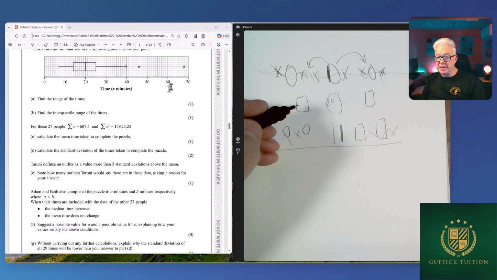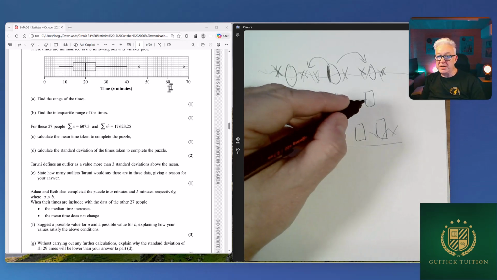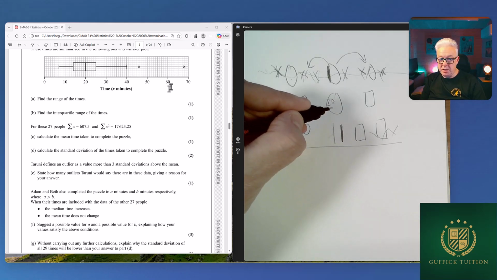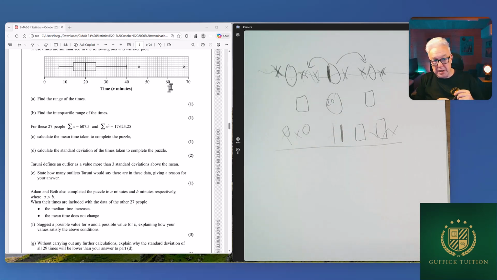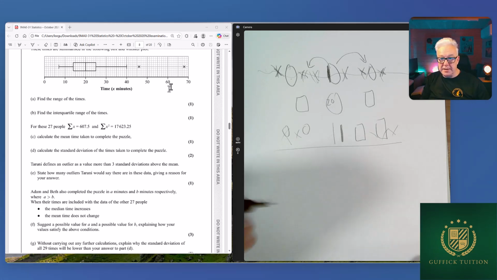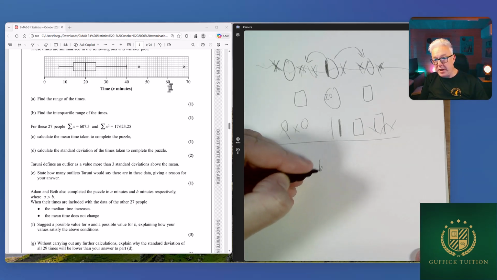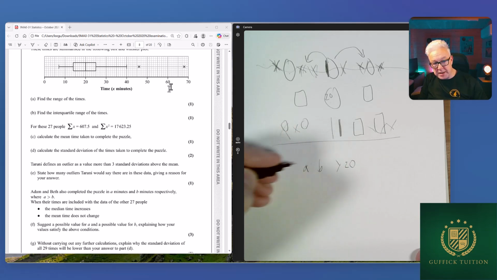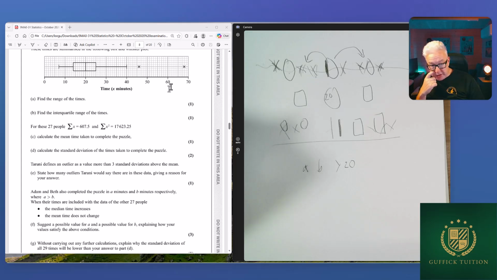But the crucial thing is, if one is smaller and one is bigger, there's no change in the median. So the thing that we can conclude is that the median time increases means that both A and B must be greater than 20. Okay, so that's the first thing. Now, it says suggest possible values for A and B, explaining how your above values satisfy these conditions. Now, the next thing is the mean time does not change.